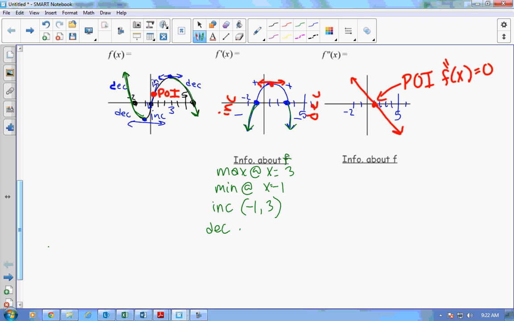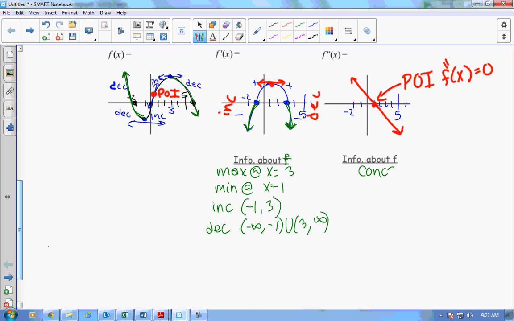What does this arrow mean? Negative infinity, so it has to be a parenthesis, 2. Negative, yeah, it is 1. Union, because there's another one, right? When does it start decreasing again? 3, 2. But this arrow means it goes on forever to infinity. Okay? We also can see some concavity.